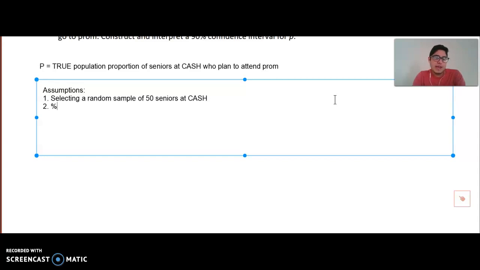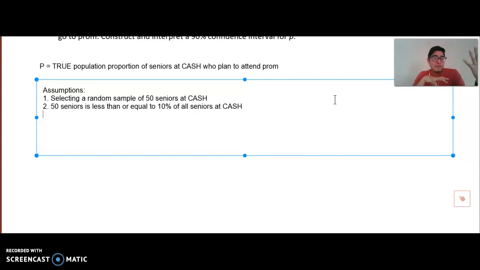When we know that 50 seniors is less than or equal to 10% of all seniors at Cache. All right, and so here you all can just write in the inequality, the less than or equal to. Actually, I'm reflected. Is this the less than or the greater than? Okay, one of those. So stated random, we are selecting a random sample.